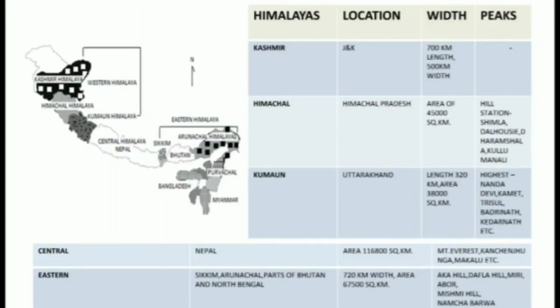Now we will discuss the Himalayan subdivisions from west to east. All of you can see in this map that in the extreme western part we have Western Himalaya, in the central part we have Central Himalaya, and in the extreme east we have Eastern Himalaya. Under this Western Himalaya, we have three important subdivisions. First, we have Kashmir, then Himachal, and then Kumaun Himalaya. Just have a look at this map.